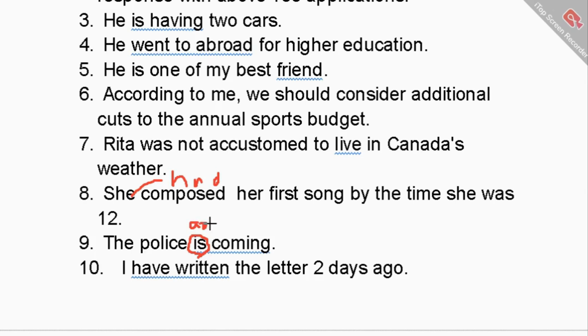Now, the reason for this is that police is a collective noun and it is treated as plural. So it takes the plural verb, that is, are instead of is.